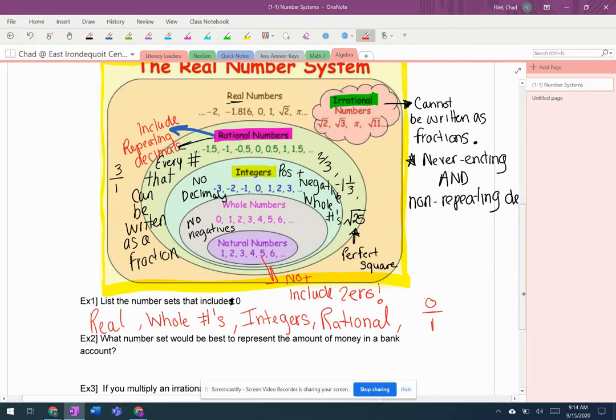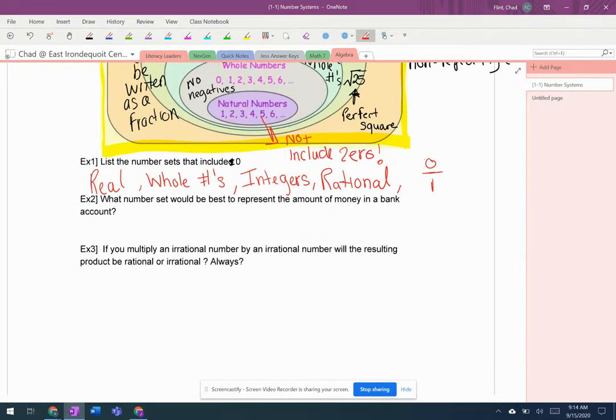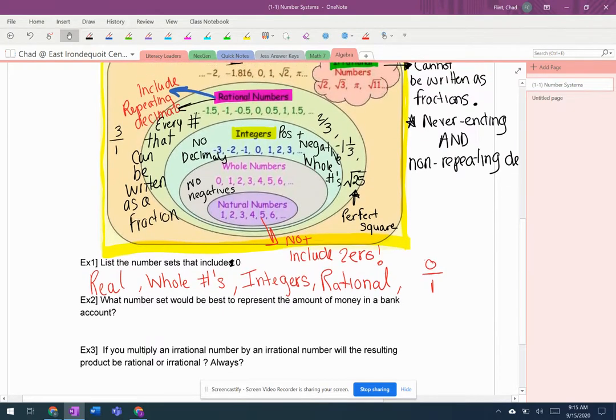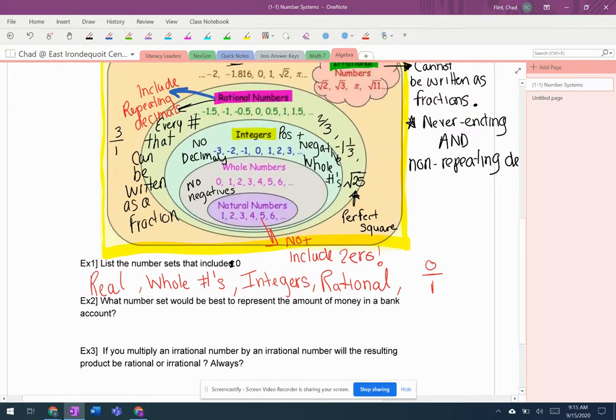Okay, so moving on to example 2. What number set, so those are the things we just went over, natural numbers, whole numbers, integers, rational numbers, which one of those number sets would be best to represent the amount of money in a bank account? The best way to work through these questions is to go through each of the sets and think about which one is most accurate.